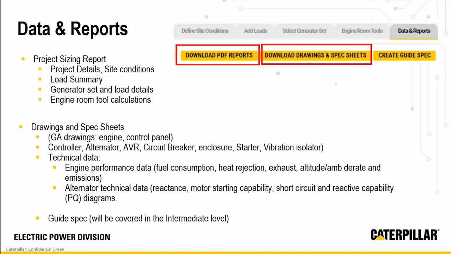We also provide alternator technical data. Engine performance and alternator technical data are primarily available for dealers through a dedicated website. But as a normal user, if you want to see the alternator technical data like reactance, motor starting capability, PQ diagrams, or reactive capability diagrams, you can download them by clicking the button download drawings and spec sheets. We do have a feature called creating a guide spec document, which can be used for submitting a bid, but that will be covered in detail in the intermediate level.